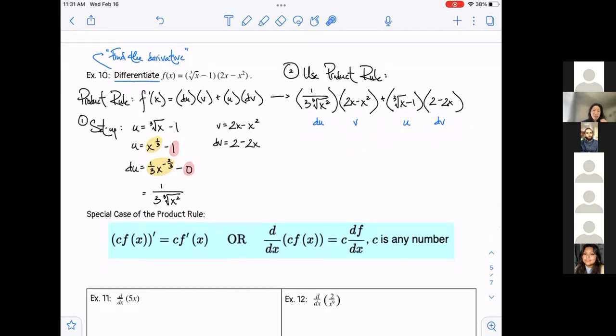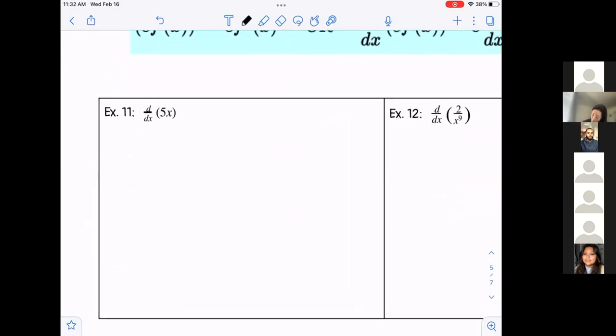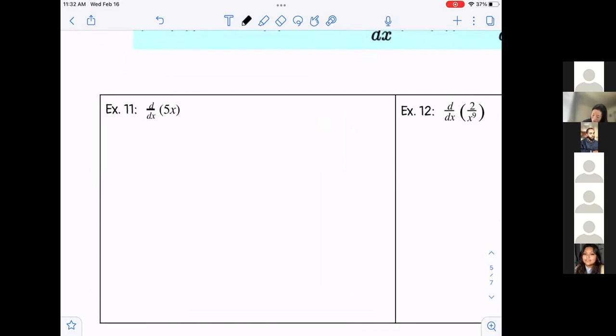All right. Any questions on example 10? Okay. Now, you'll notice here that I have a special case of the product rule. And I actually wanted to do example 11 first to see why this rule is the way it is. So let's imagine there's no rule up there. I just want you to find the derivative of 5x.